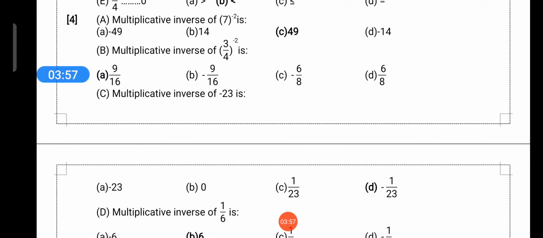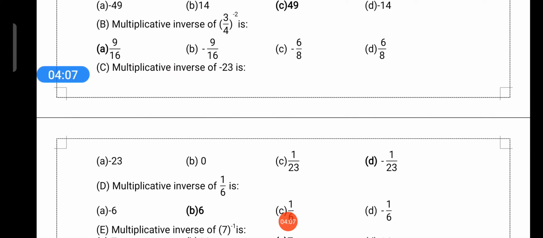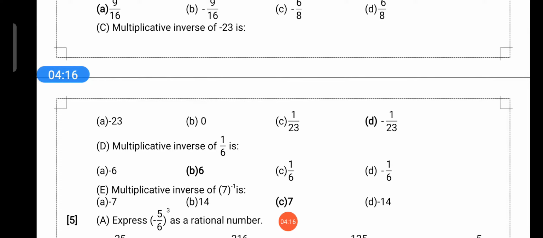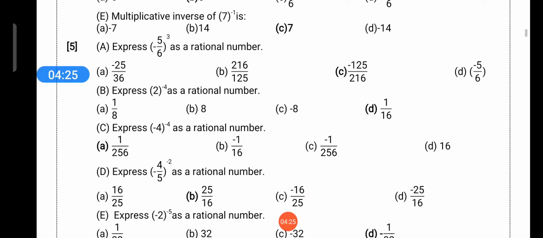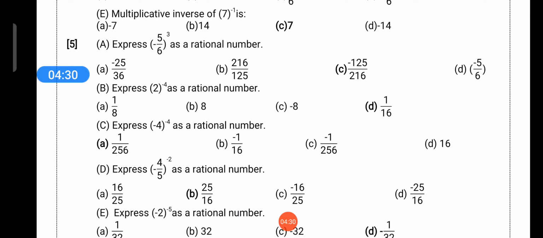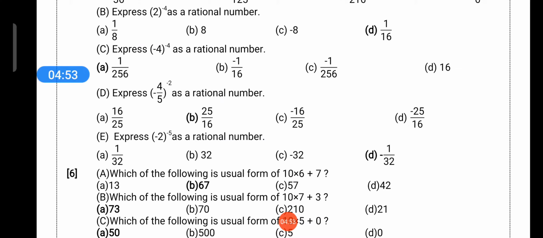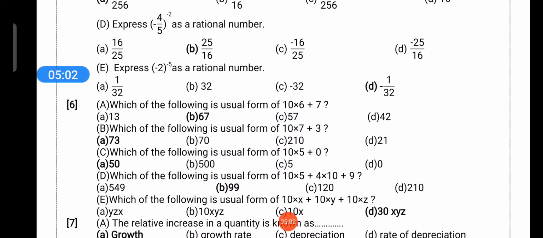Now question number 4. The answer is B, 9/16, answer is A. For C the answer is -1/23, meaning D. Now the answer is 6. E answer is 7. Question number 5, answer is C, -125/216. B now answer is D, 1/16. C now answer is A, 1/256. D answer is 25/16. E answer D, minus 1 upon 32.